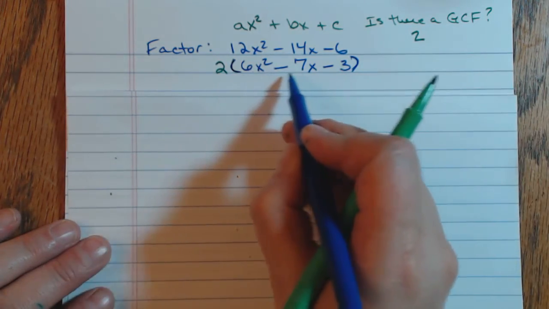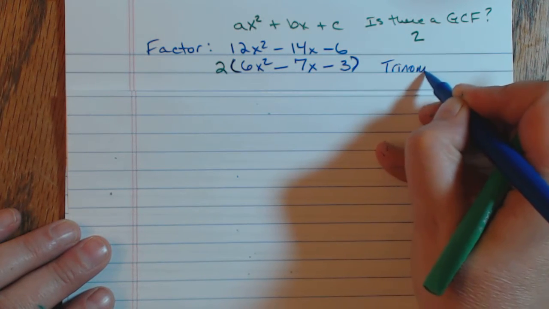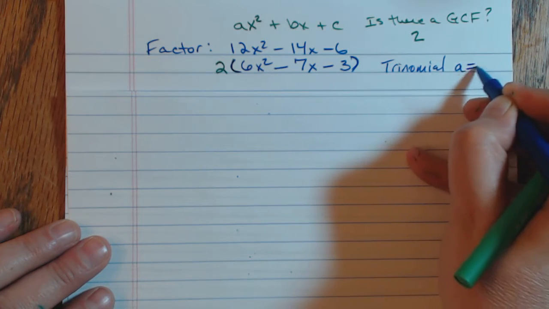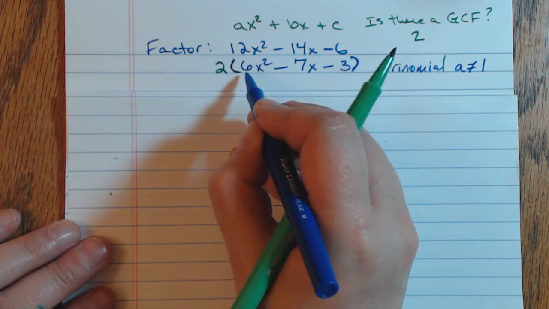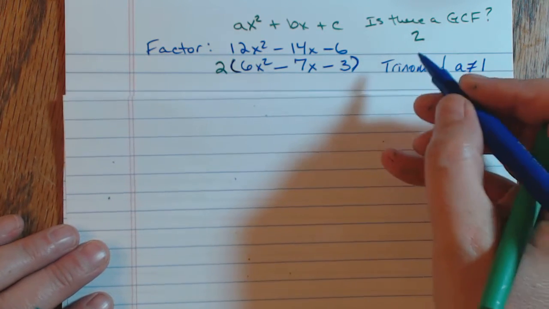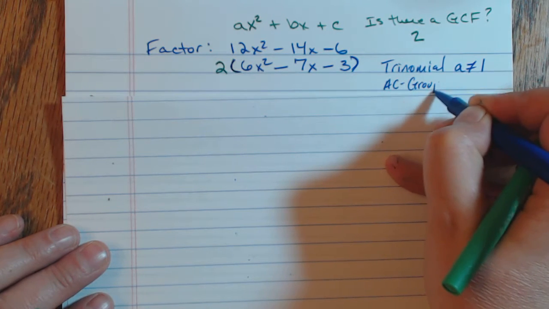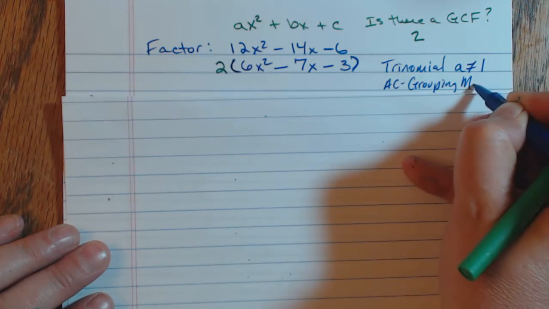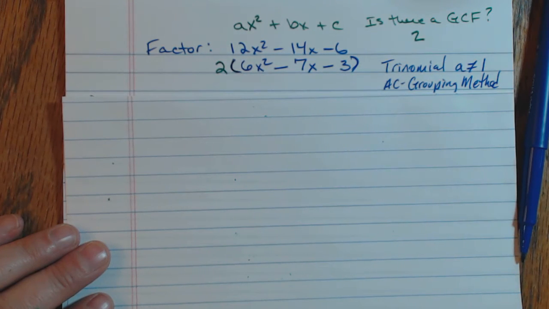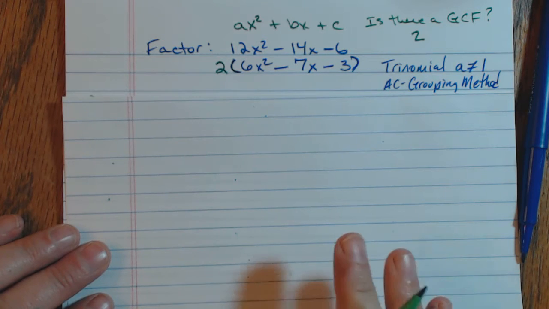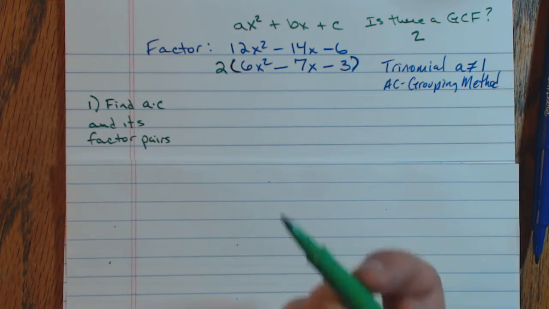Now I look at what remains to be factored. I have a trinomial, and I see I have a not equal to 1. The coefficient of the squared term in this case is 6, not 1. So I can use my AC grouping method. And again, there's other methods we could use, such as trial and error, but this particular video is about the AC grouping method. So my first step is to find AC and its factor pairs.